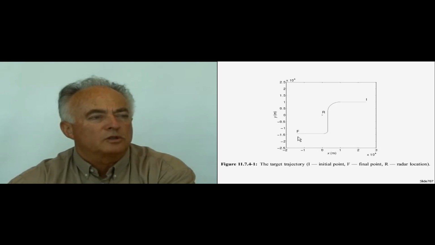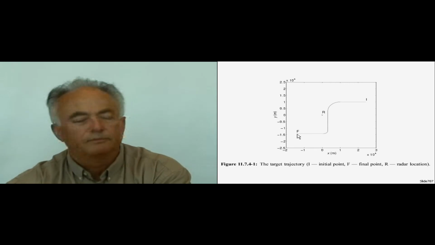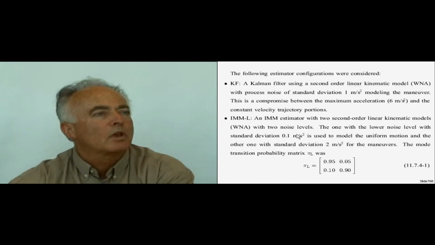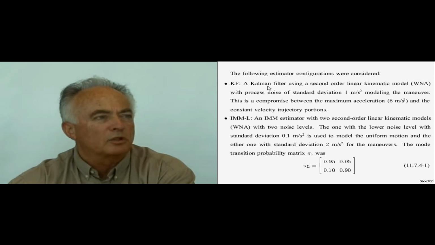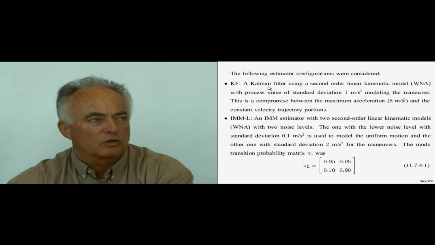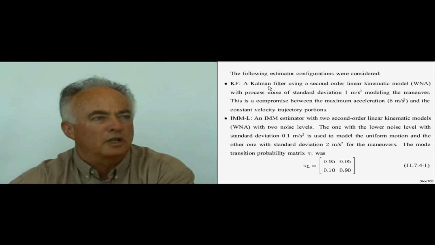This is the trajectory initial, this is the slow turn at 1 degree per second, this is the faster turn at 3 degrees per second. In view of this, the following two models were considered and two configurations. First, a single model-based filter will be a Kalman filter, like a baseline.